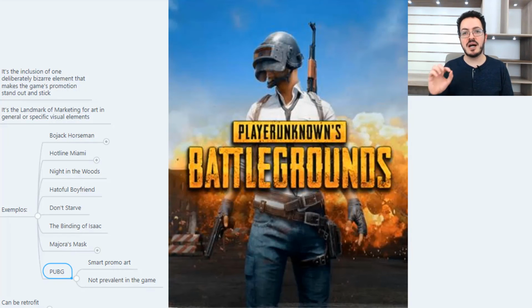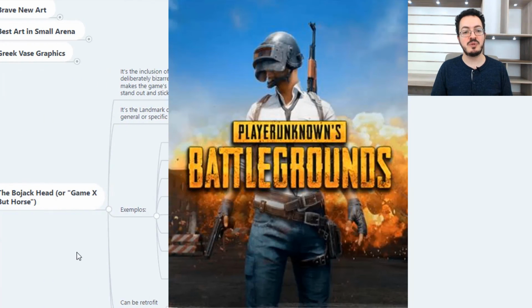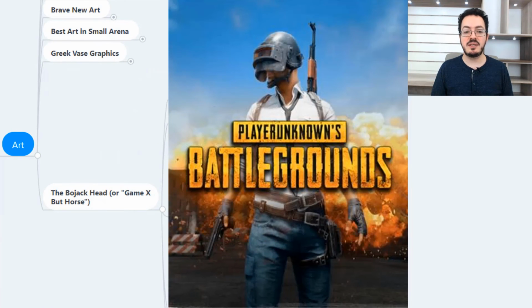And of course, there are elements within the game that will justify this being the poster. But honestly, this is not prevalent in the game at all. The game could totally live without that, but they found a way to create promotional art that draws attention by being weird. So what we call the BoJack hat, without having to change the whole game to do that, right?